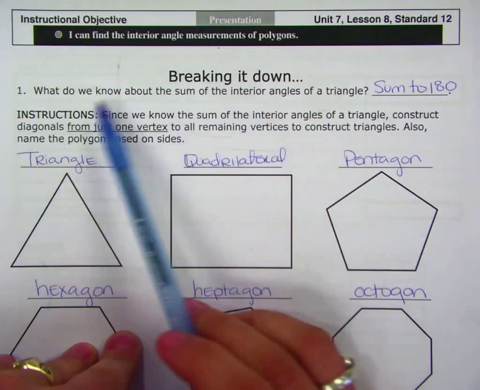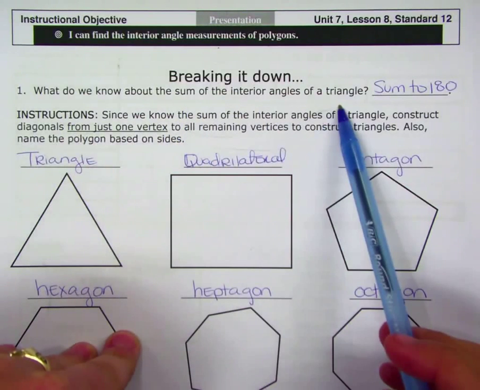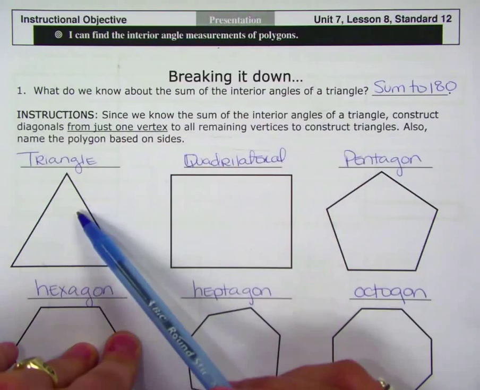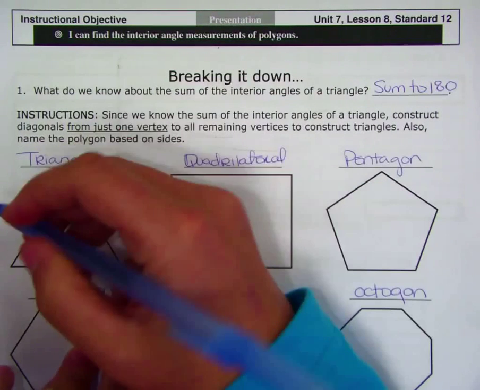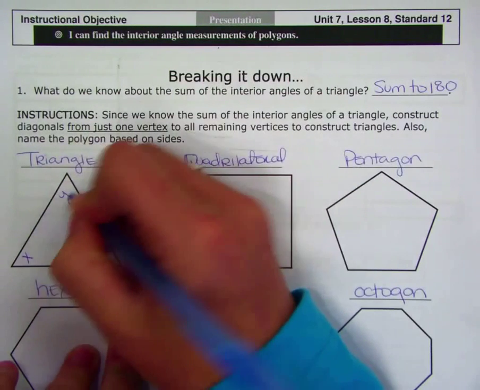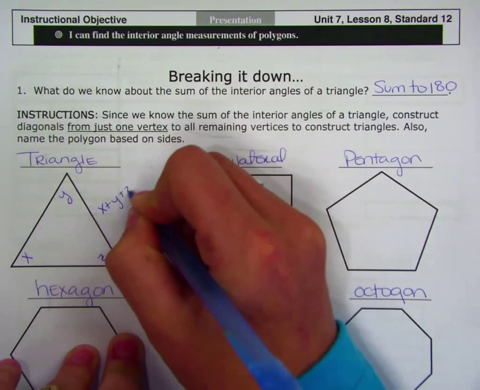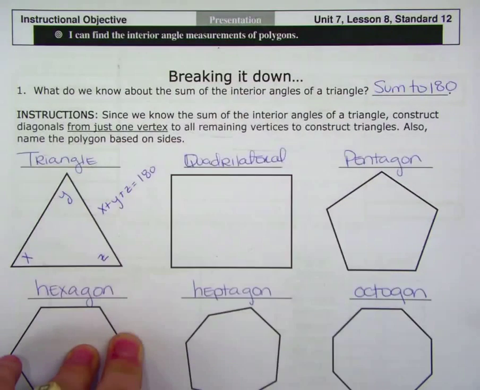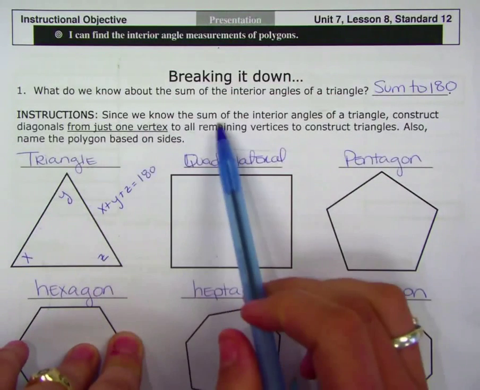So first let's break it down. What do we know about the sum of the interior angles of a triangle? We know the sum of the interior angles of a triangle will always add up to 180. So this angle plus this angle plus this angle will always equal 180 degrees, the three angles.